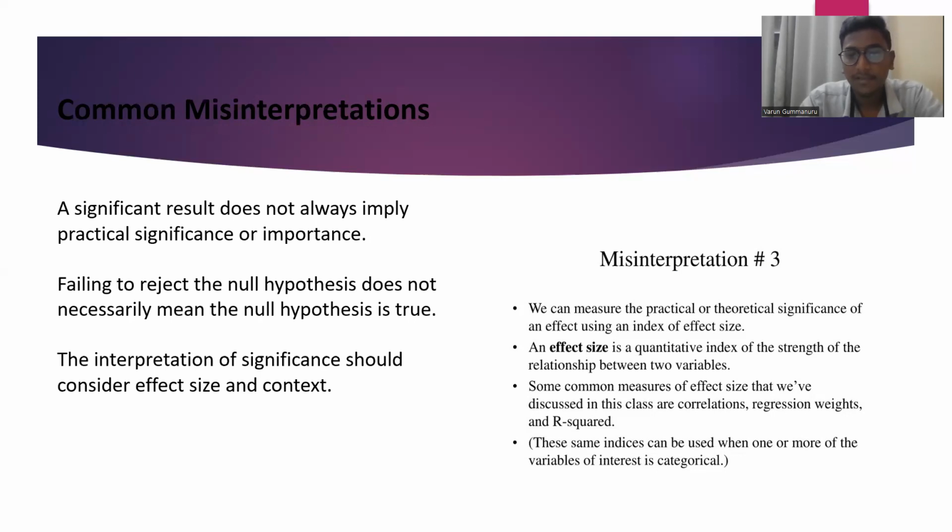We can also say that we can measure the practical or theoretical significance of an effect using an index of effect size. An effect size is a quantitative index of the strength of the relationship between two variables. Some common measures of effect size that we discussed in class are correlations, regression weights, and R squared. These same indices can be used when one or more of the variables of interest are categorical.